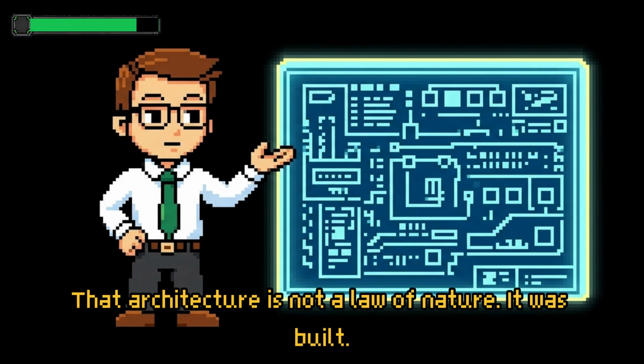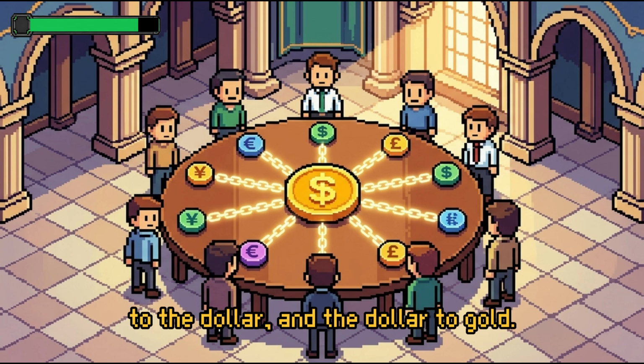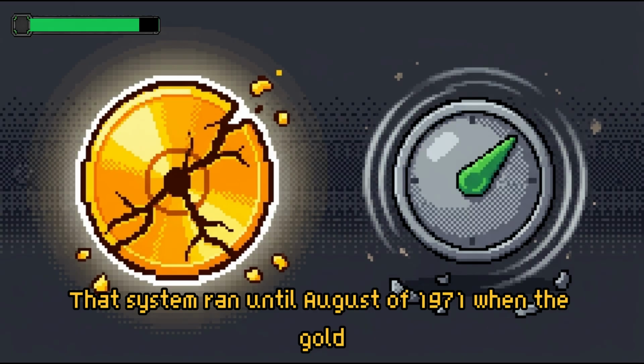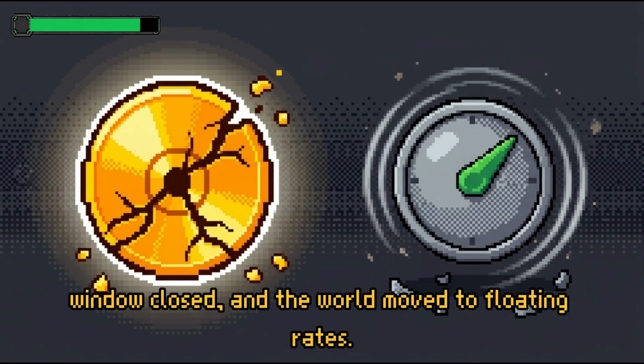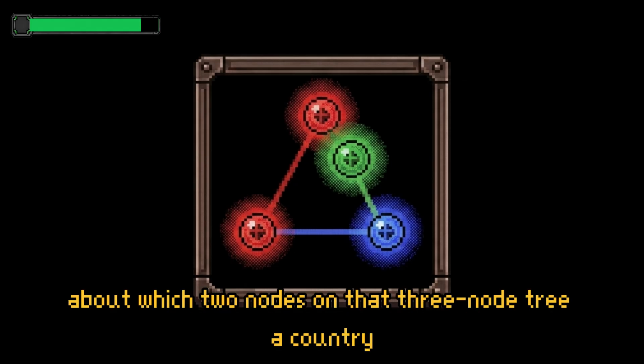That architecture is not a law of nature. It was built. In 1944, at Bretton Woods, the major economies pinned their currencies to the dollar and the dollar to gold. That system ran until August of 1971, when the gold window closed and the world moved to floating rates. Everything since has been a choice about which two nodes on that three-node tree a country is willing to hold.